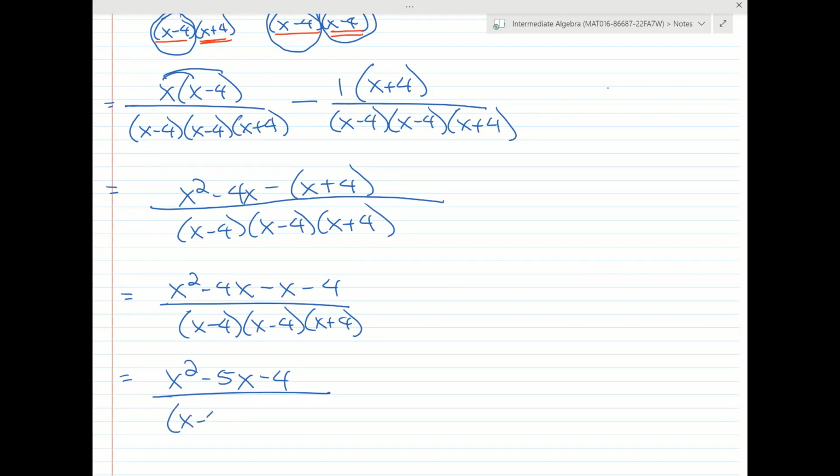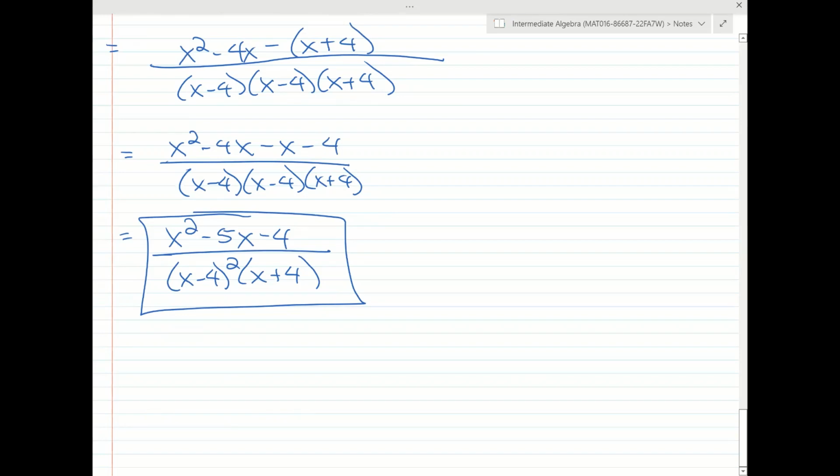If you want to get fancy, you could write x minus 4 to the second power because there are two of them, but you don't have to do that. So I just wanted to do maybe a couple more of these problems, and I think that'll be good for this section.